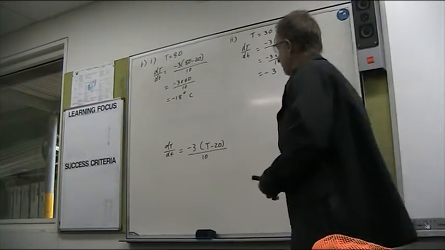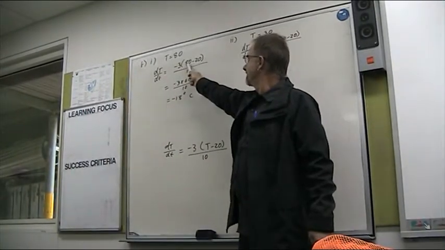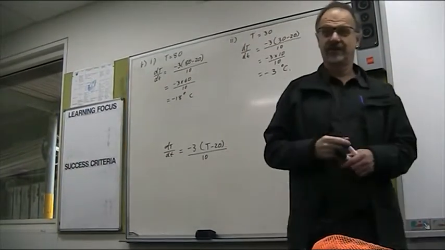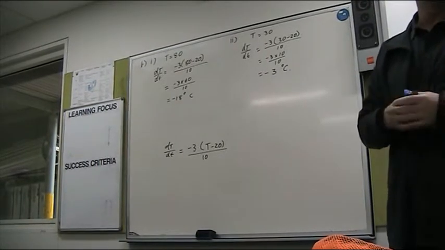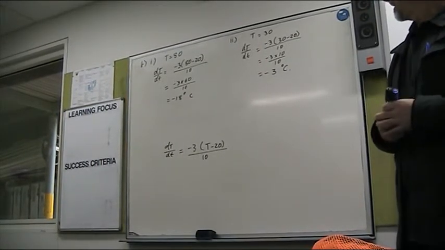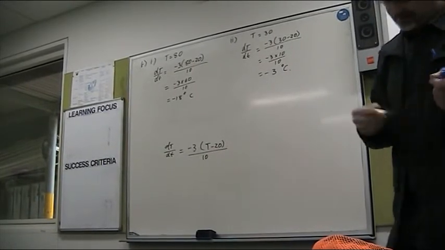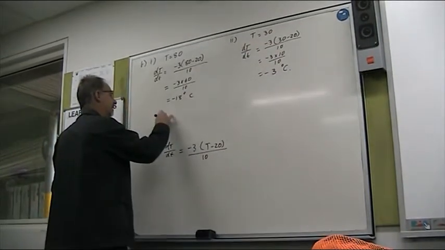All right, so when the difference in the temperature and the surroundings is greater, the cooling rate is more, and that's what Newton's law of cooling is about. Now, you'll notice both of those are negatives. What does the negative mean, do you think? It's cooling down, yep.